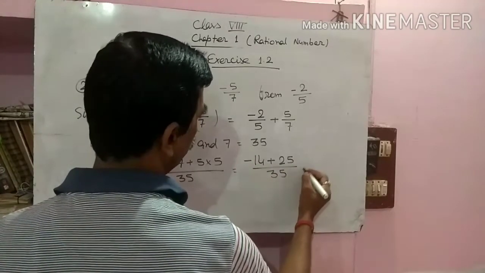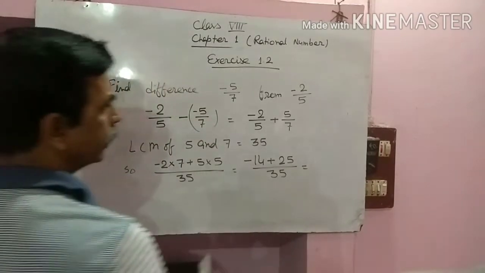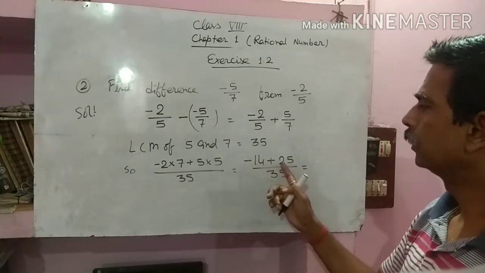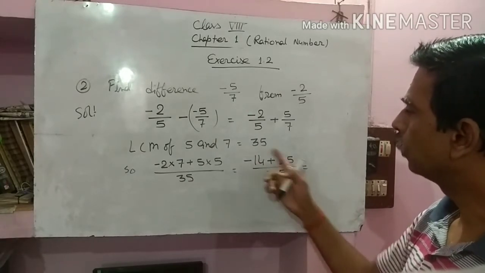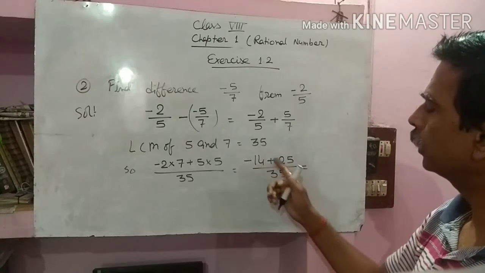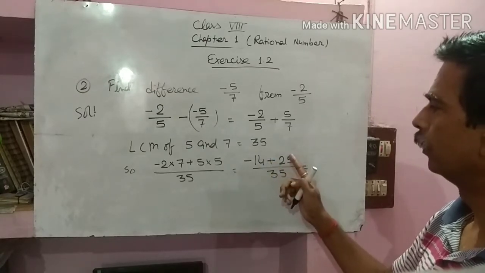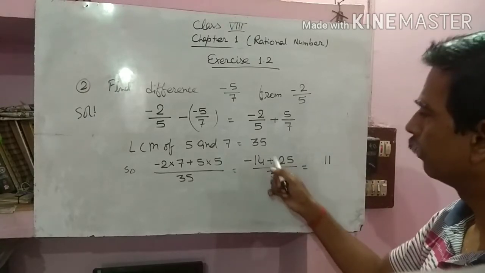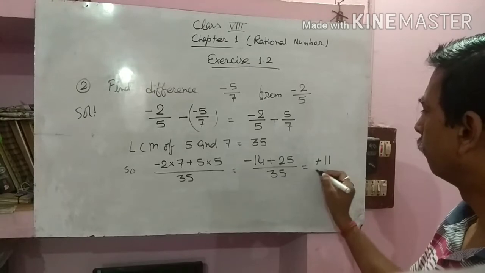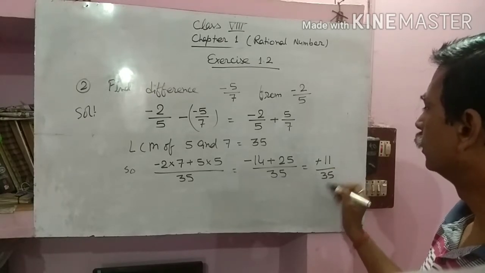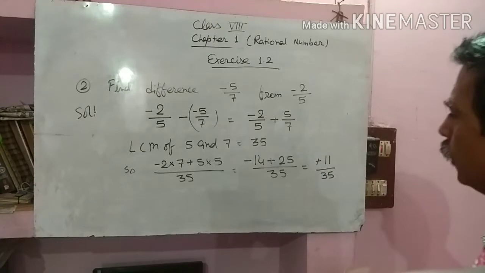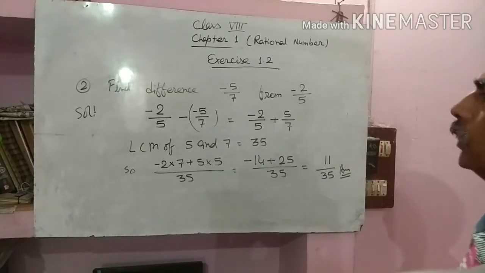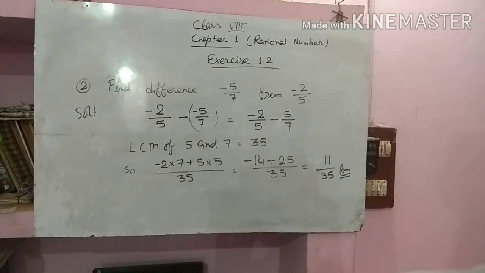Look here, in this case which number is greater? The 25 is greater. The signs are different, so we have to subtract the smaller one from the bigger one. So we subtract 14 from 25, and we get 11, and the sign of the bigger one, which is positive, by 35. Either you can write the positive sign or leave it. So this is the answer. Pause the screen and write.